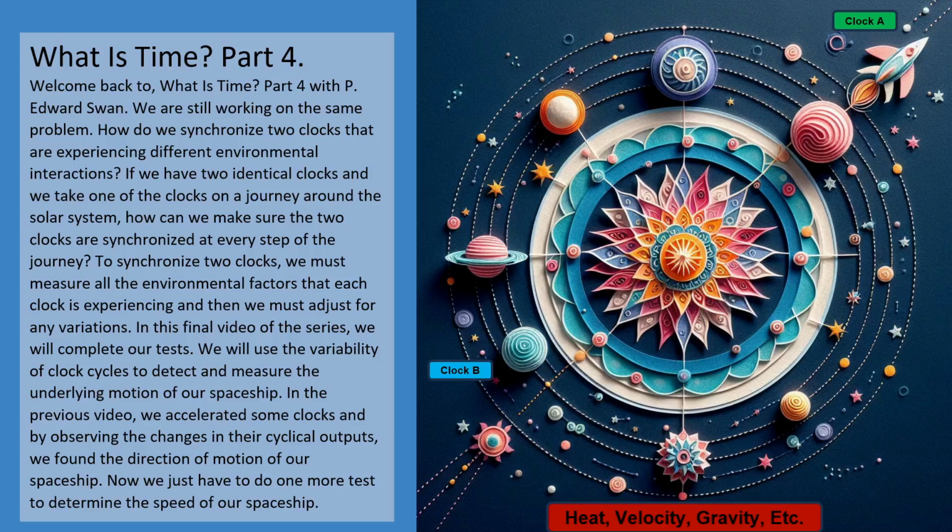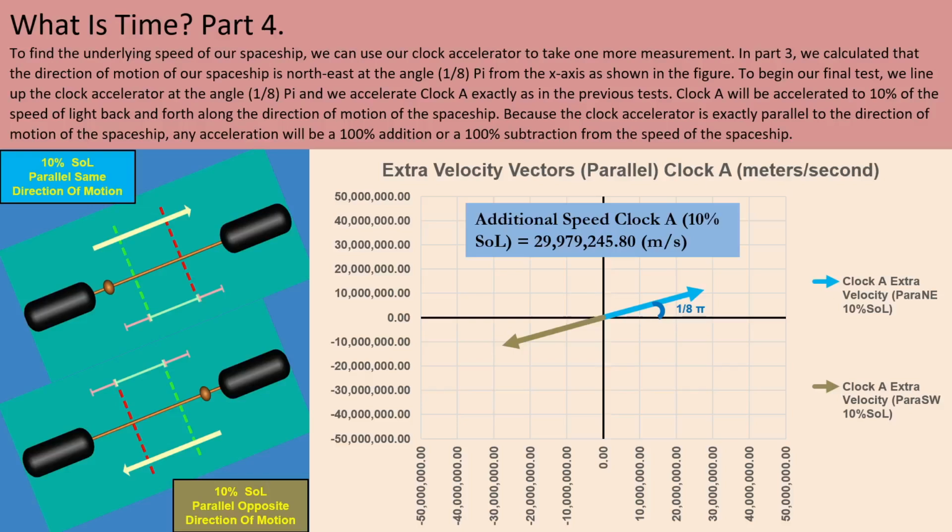We will use the variability of clock cycles to detect and measure the underlying motion of our spaceship. In the previous video, we accelerated some clocks, and by observing the changes in their cyclical outputs, we found the direction of motion of our spaceship. Now we just have to do one more test to determine the speed of our spaceship. To find the underlying speed of our spaceship, we can use our clock accelerator to take one more measurement.